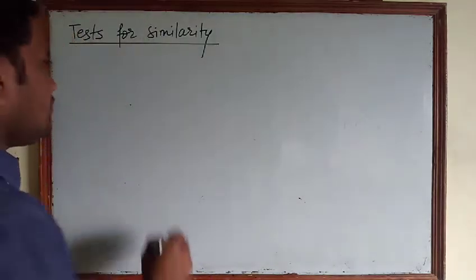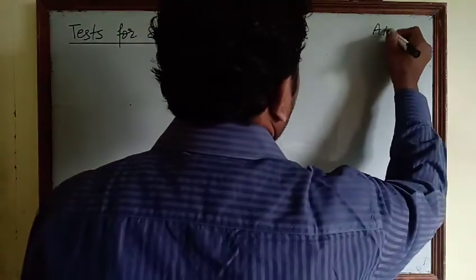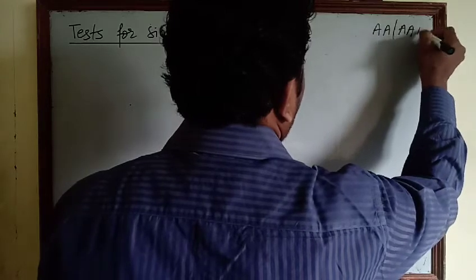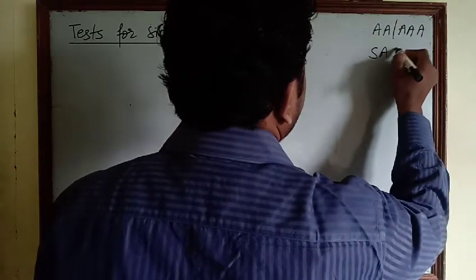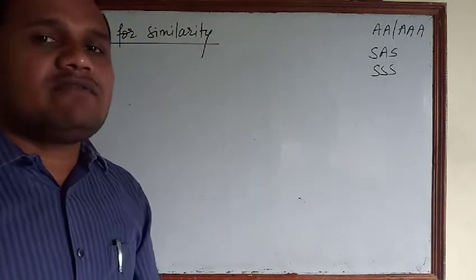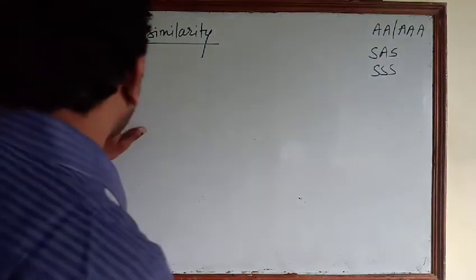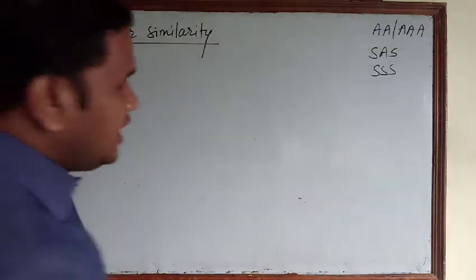Here we have got three tests: angle-angle test, side-angle-side test, and SSS test. Now these tests are also applicable for congruency also. But here we have to see how they are applicable to similarity.